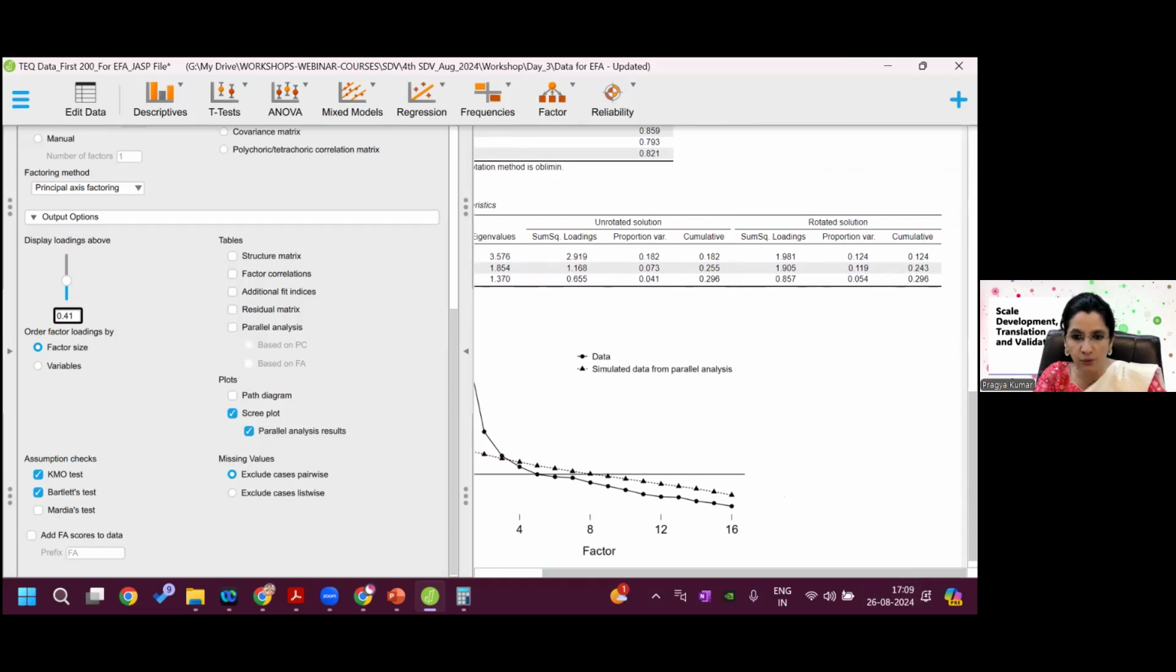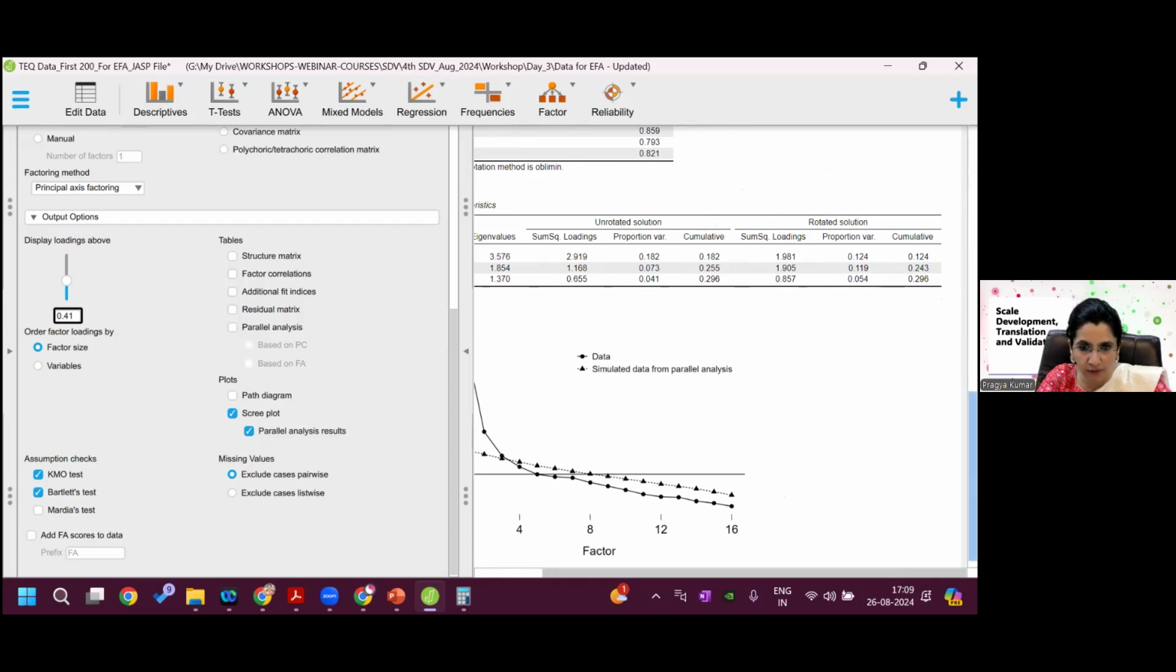Now coming to rotated, if you see the rotated also, it is showing the same variance. Ideally, the variance should be higher, so that means it is not a very good structure. At least it should be able to explain 60% of variance. So you can report this and further you can test this. So this was the 29% variance.